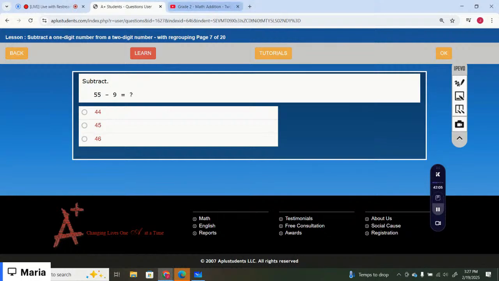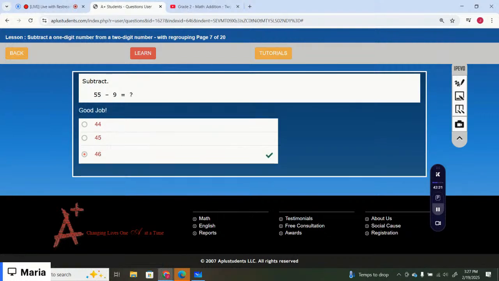Fifty-five take away 9. 46 it is. Option number 3 is the correct option.